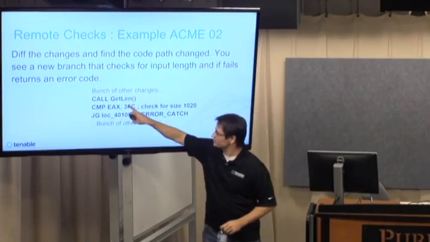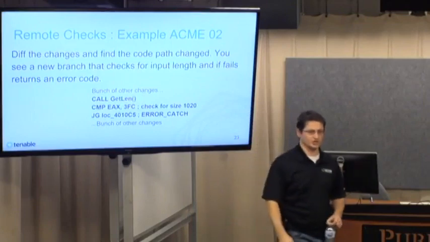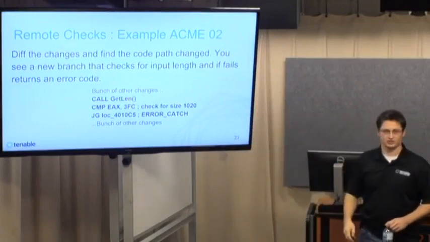So this is calling into a get length. It's comparing the return from get length against 3CF, which is 1020. And it's going to do a jump of greater than to that location. And then when we look at that new location, maybe that's an error check location that returns back on the protocol. So we see this. This is going to let us know what we can check against because we can see an error code that's actually being patched through there.